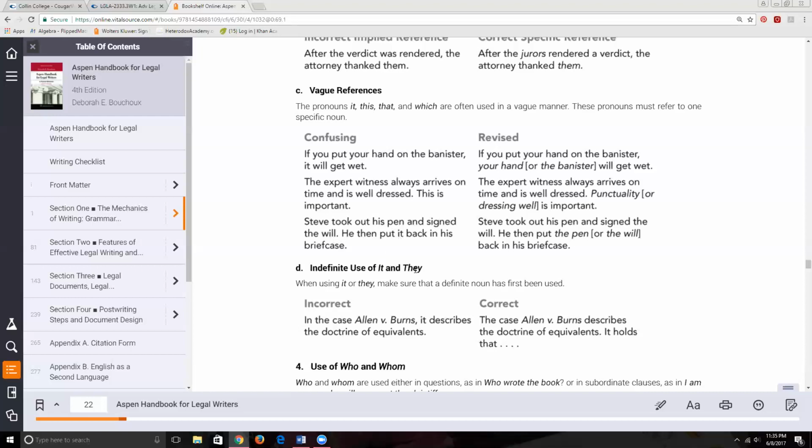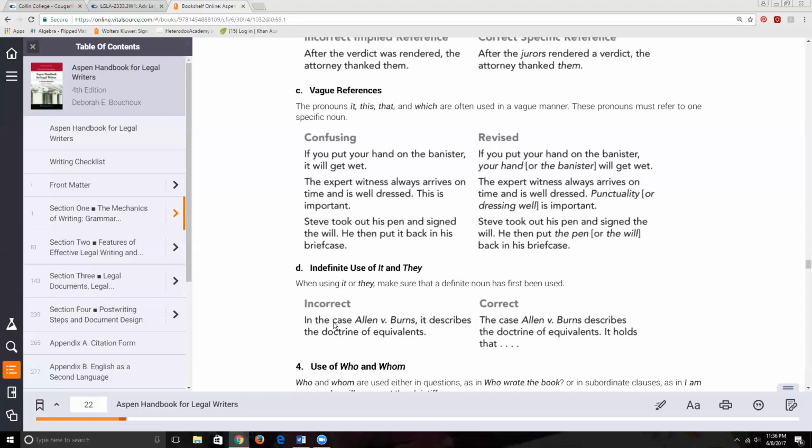Let's look at the it and the they example. In the case, Allen versus Burns, it describes the doctrine of equivalence. Okay. Well, you can see here that we have the word case, Allen versus Burns. You can treat Allen versus Burns as if it were in a positive, or you could treat a case as if it were a noun that is acting as an adjective modifying Allen and Burns. Either interpretation is okay in this context. So we could say, well, that's the antecedent to it.